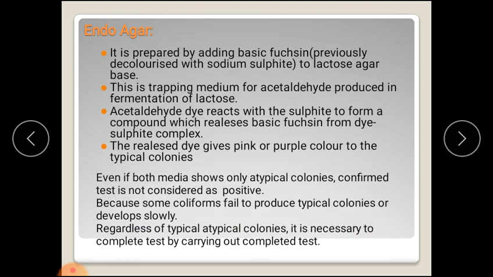Next, why are we going to use endo-agar? Now endo-agar consists of a stain, that is basic fuchsin. Basic fuchsin here is decolorized with sodium sulfite. Now during lactose fermentation, means the organism will ferment lactose, there is a formation of acetaldehyde. Now this acetaldehyde reacts with the sodium sulfite, and due to this reaction it will release the basic fuchsin from the sulfite complex. Now what is it?